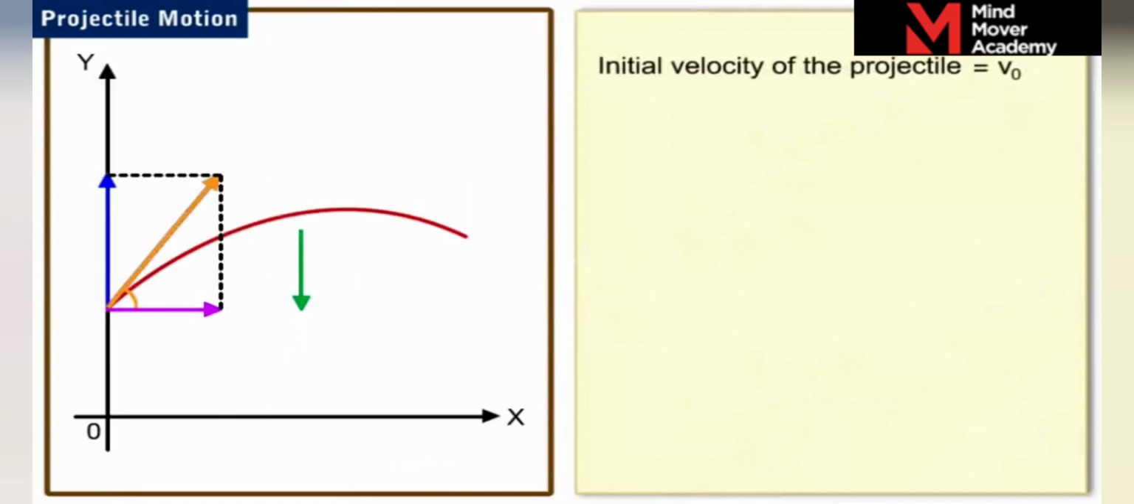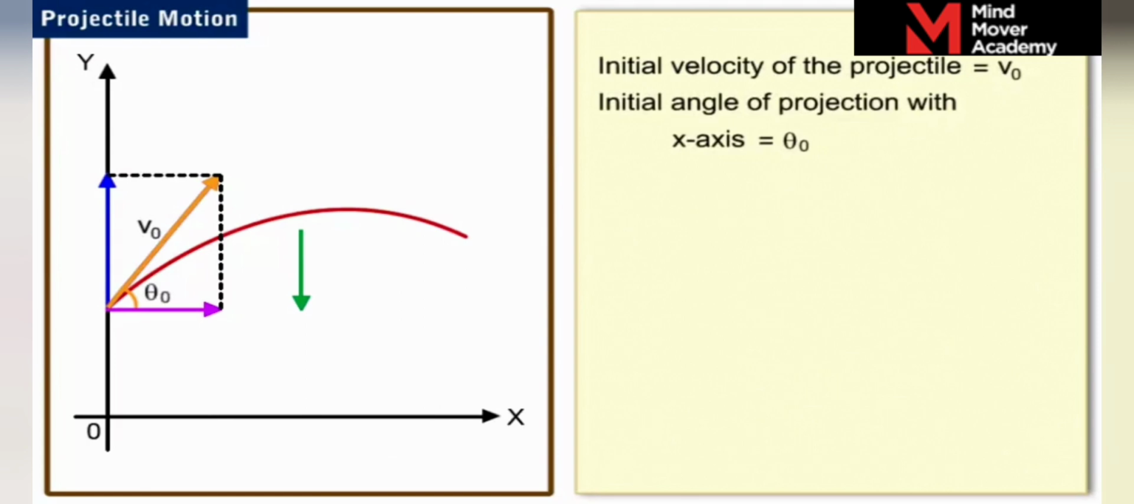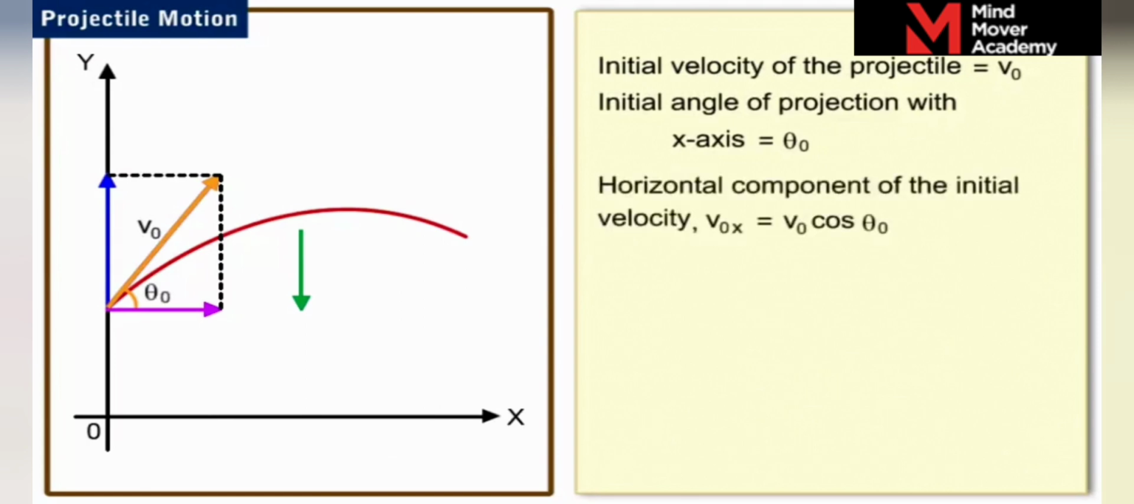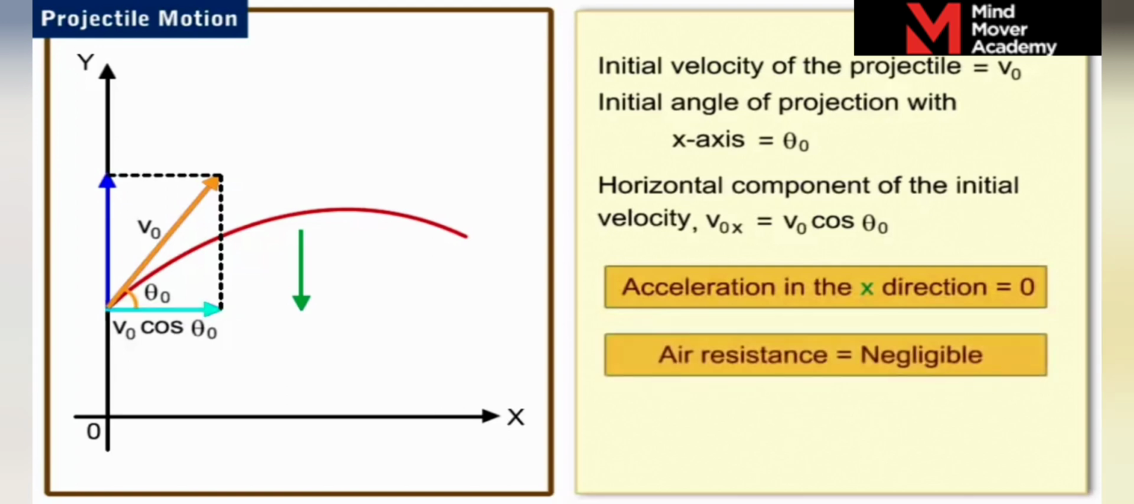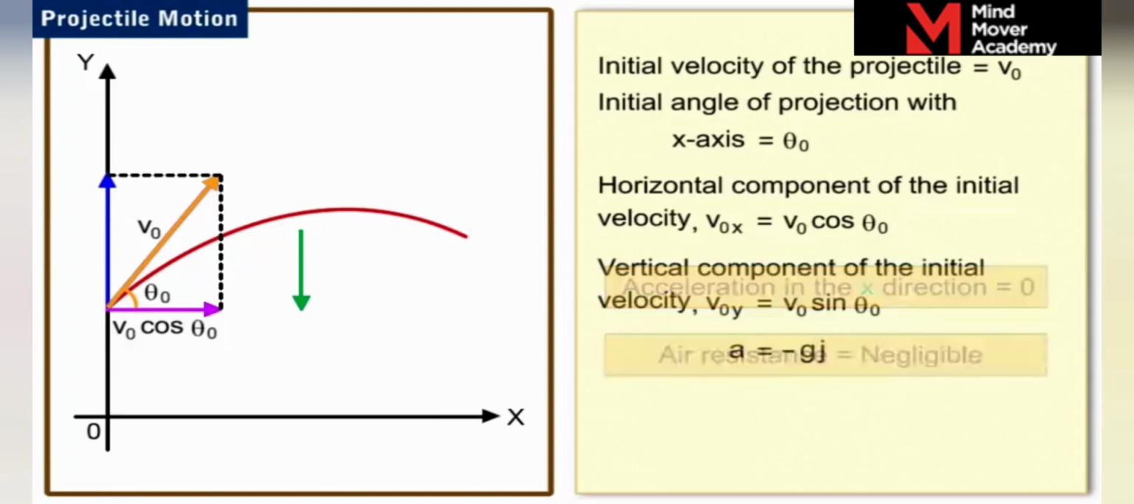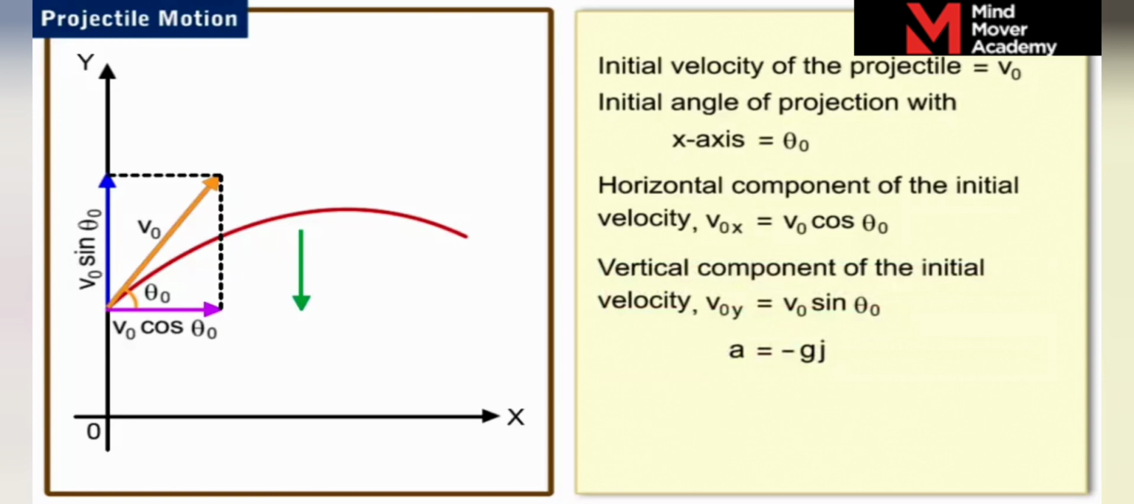The initial velocity of the projectile is v0. Initial angle of the projection with the x-axis is θ0. The horizontal component of the initial velocity v0x is v0 cos θ0. This horizontal component remains constant throughout the flight as the acceleration in the x direction is 0 and air resistance is negligible. The vertical component of the initial velocity v0y is equal to v0 sin θ0.